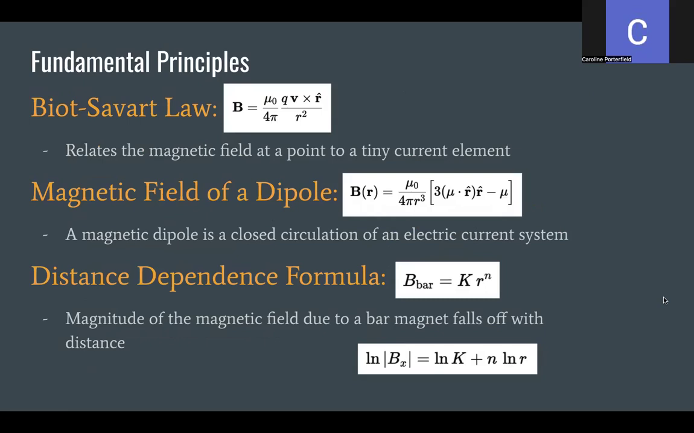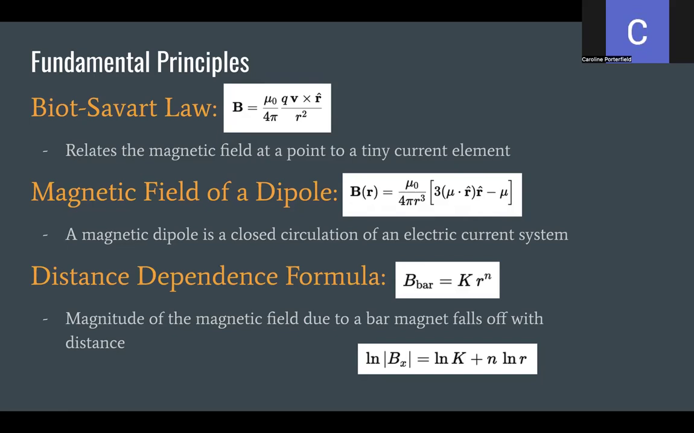The fundamental physics principles for this lab are the Biot-Savart law, magnetic field of a dipole, and the distance dependence formula. The Biot-Savart law relates the magnetic field at any point to a tiny current element. The formula used for this is shown. B is the magnetic field at the observation point, mu is the magnetic constant, and Q is the charge of the particle. V is the velocity vector of the particle, r hat is the unit vector from the charge to the point, and r is the vector from the particle to the observation point.